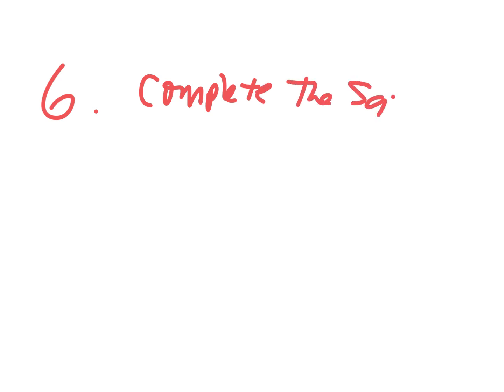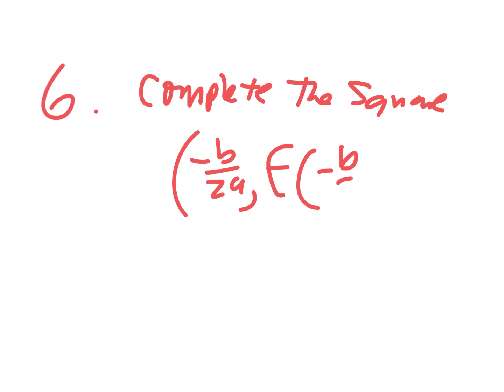Number 6. There's 2 ways you could do this. I'd like you to take notes to say you could complete the square, and you could also do negative b over 2a, comma, do you remember the rest of the equation for the vertex? F of negative b over 2a. Taking notes on this? Good.